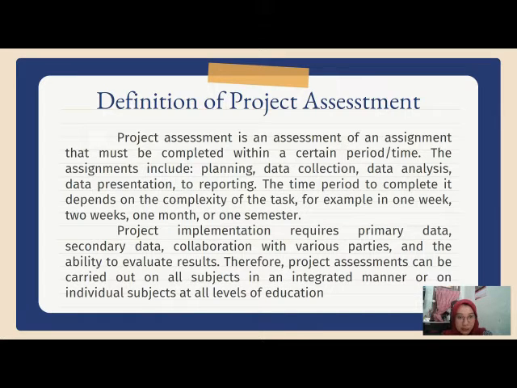Aspects assessed in the project assessment are written in the assessment rubric. The assessment rubric contains criteria related to the stages of a project.